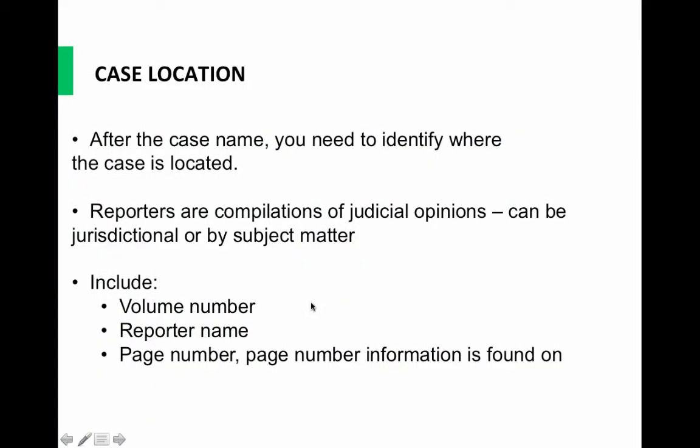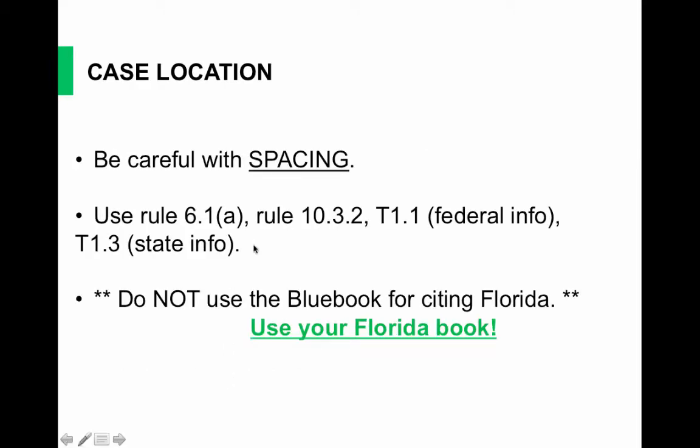The second part is the reporter, or where it's found. When you're talking about the case location, you're going to include the volume number, the reporter, and the page number, comma, the page number the information that you're citing is found on. The biggest thing here is to be careful with spacing. With the reporters, it can get confusing whether or not you need a space. Rule 6.1a is going to be a huge help on that, and these other pages will help you as well.